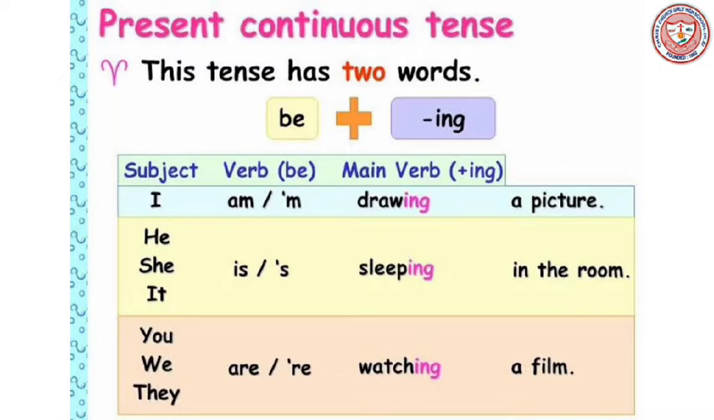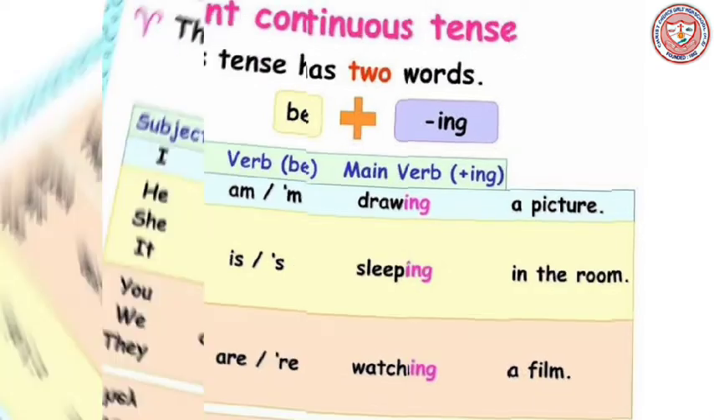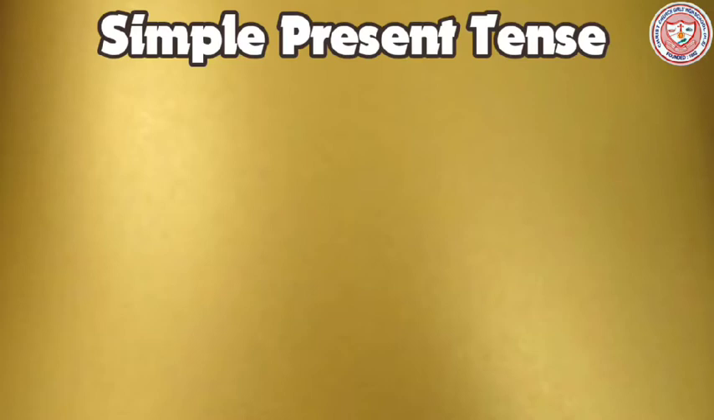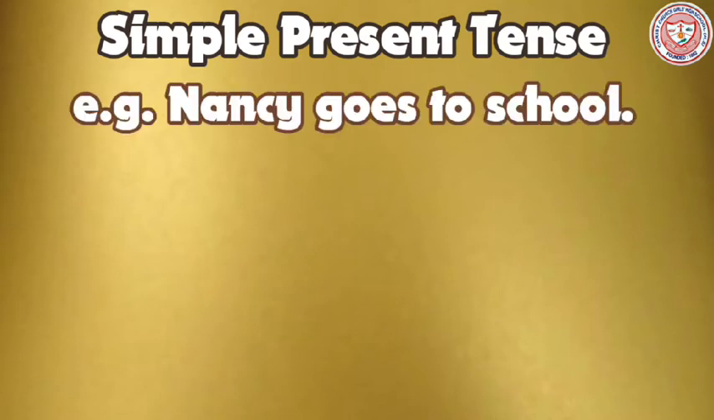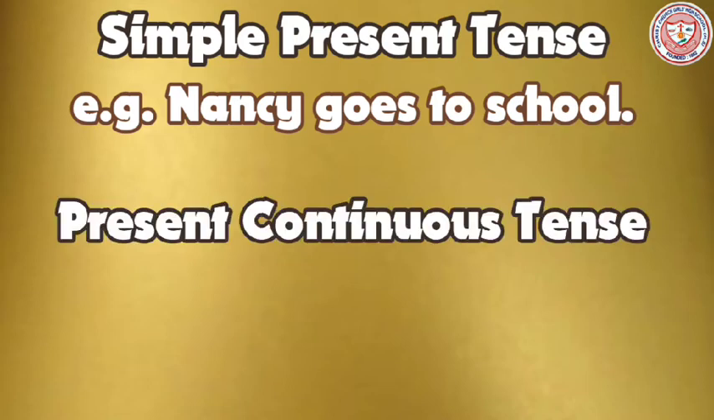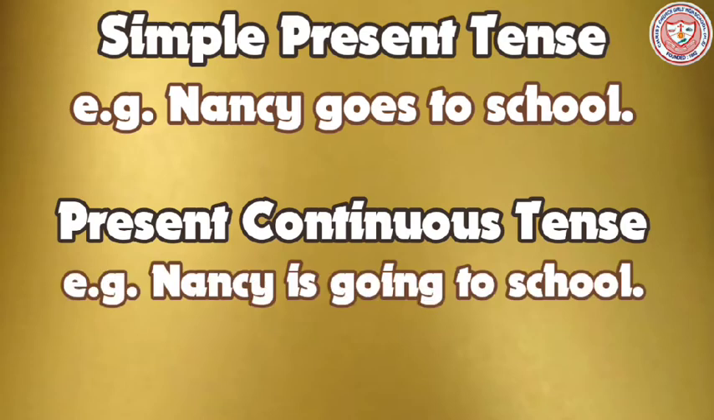Clear? Okay, so what's the difference between simple present tense and present continuous tense? Let's take an example of simple present tense. Nancy goes to school every day. Unchanging situation. Here we are using the first form of the verb, goes.